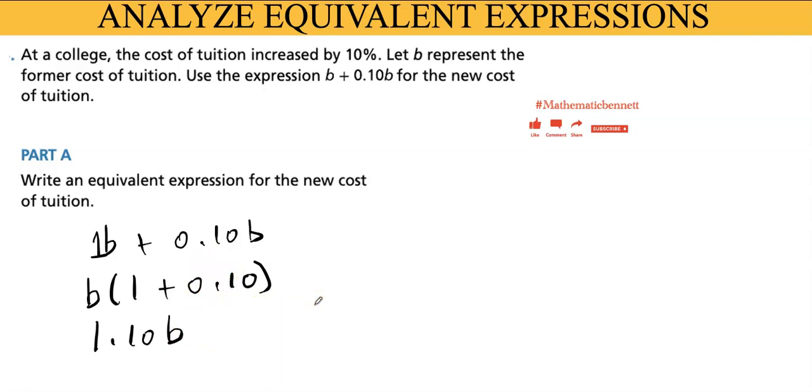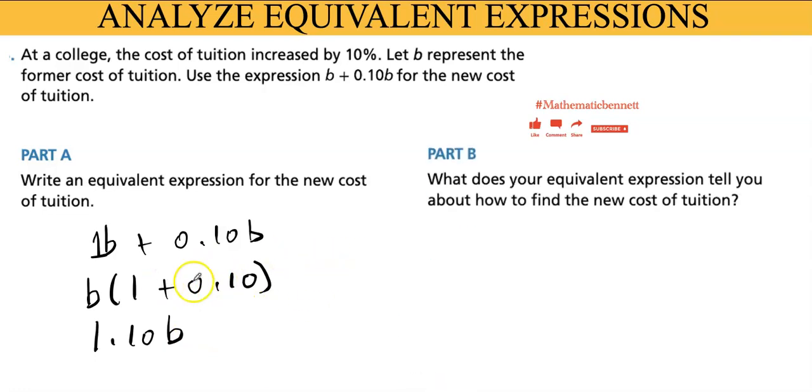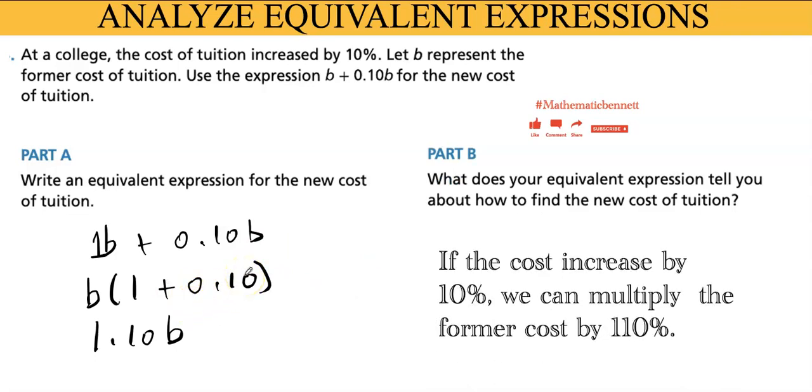What does this equivalent expression tell you about how to find the new cost of the tuition? So if the cost increased by 10%, we can multiply the former cost by 110% to get that new tuition cost.